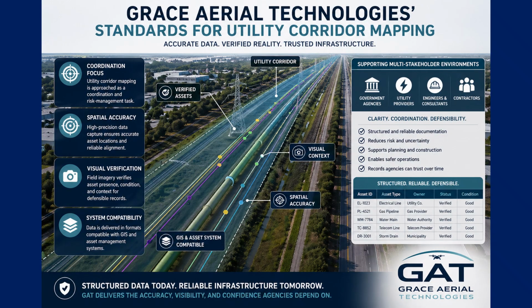Let's move into how Grace Aerial Technologies supports the standards for utility corridor mapping. At Grace Aerial Technologies, utility corridor mapping is approached as a coordinated risk management task. We emphasize spatial accuracy, visual verification, and compatibility with GIS and asset systems. Our documentation supports multi-stakeholder environments where clarity and defensibility are critical. By prioritizing structured, reliable data, GATT supports utility corridor records that agencies can trust over time.